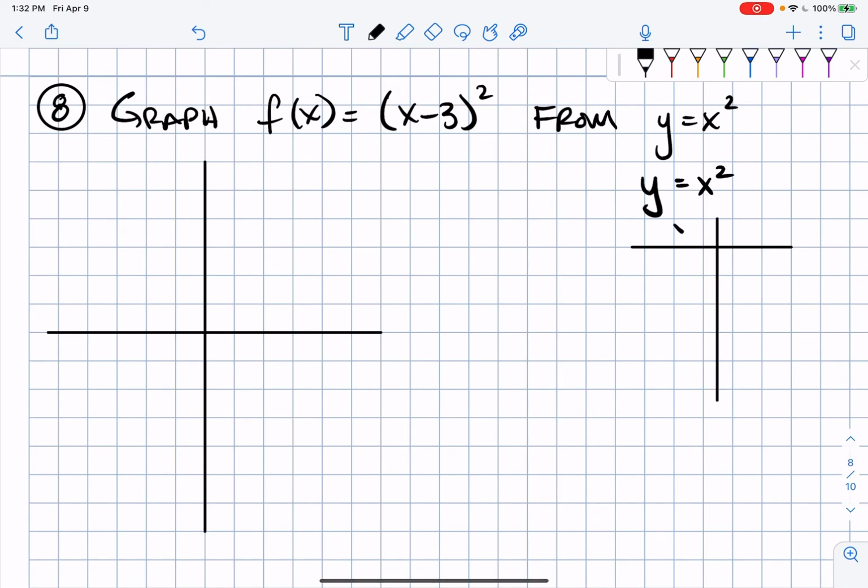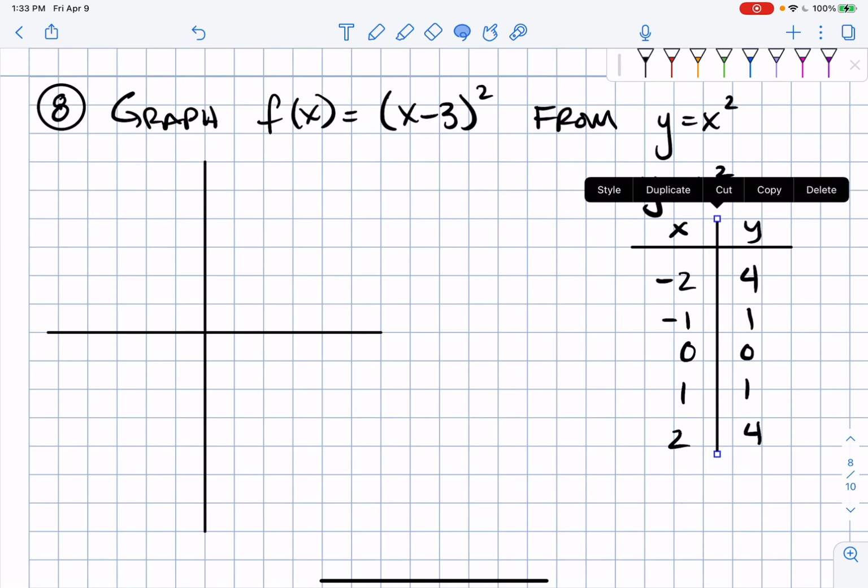All right, so I have my x values and my y values, right? So let's say I go -2. Well, -2 squared is going to be +4. -1 squared is going to be 1. 0 squared is going to be 0. 1 squared is going to be 1. And 2 squared is going to be 4. Okay? So I know what that does, right? All right, so that's going to give me -2, 4, -1, 1, 0, 0, 1, 1, and 2, 4.